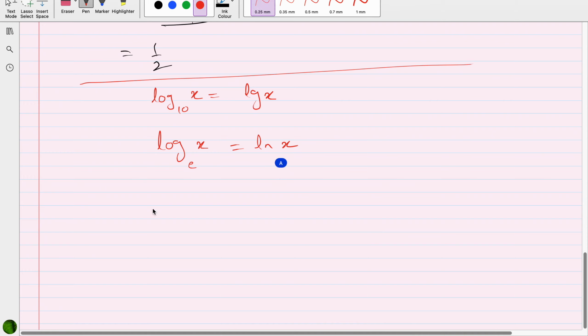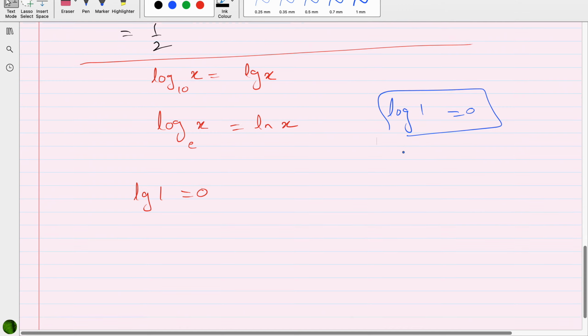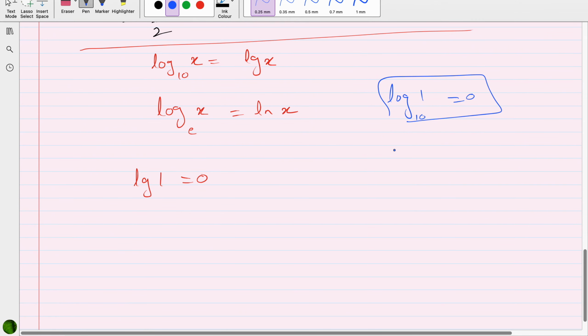Now if we have the question lg 1, this is same as log 1, which is basically equal to 0. And if we just expand it like log 1, base is understood that it is 10, and when we take it on the other side, that is 10 raised to power 0, basically makes it 1. So log 1 is 0.